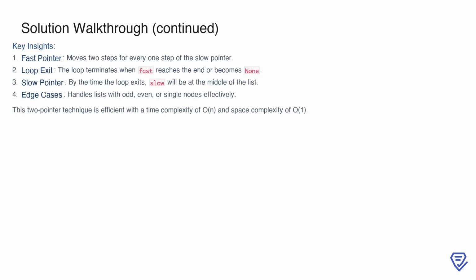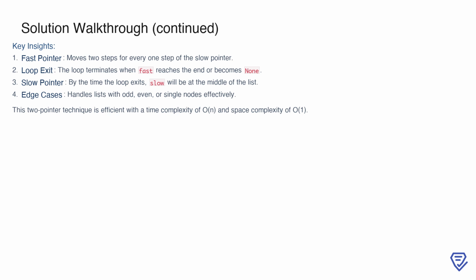This 2-pointer approach works efficiently because the fast pointer moves 2 steps for every 1 step of the slow pointer. The loop terminates when the fast pointer reaches the end of the list or becomes null, and at that point, the slow pointer is guaranteed to be at the middle of the list. This method handles all edge cases, whether the list has an odd number of nodes, an even number of nodes, or just a single node.